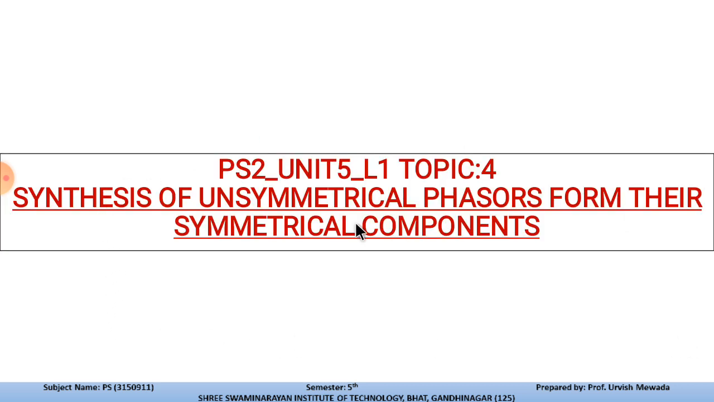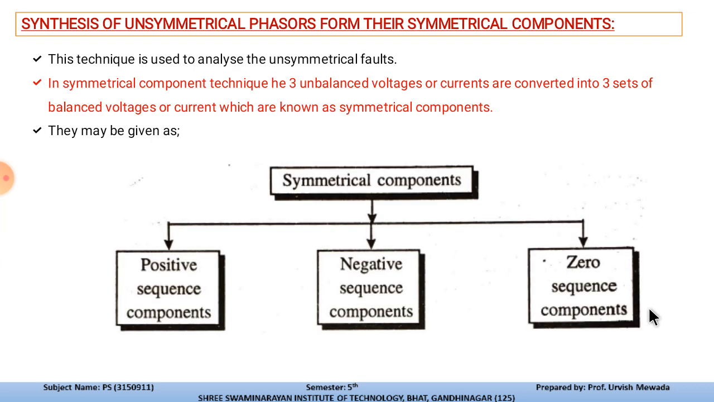Now let us discuss topic number 4 of unit number 5, which is the synthesis of unsymmetrical phasors from their symmetrical components. Let us see how we can bifurcate all the sequences, the synthesis of symmetrical components.